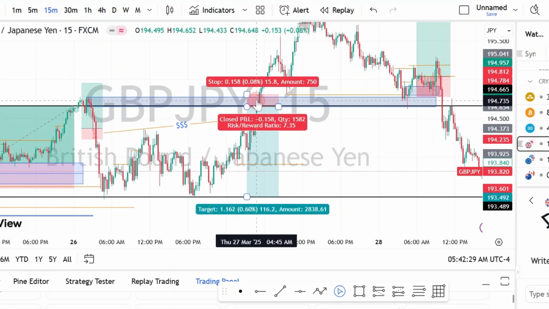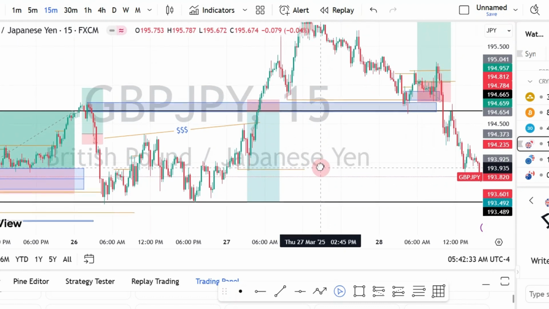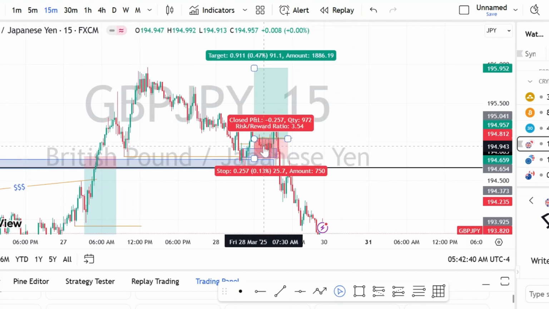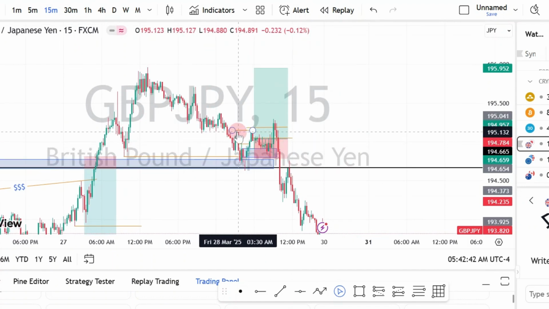So when the price got to this zone, it just hit me out immediately and started going up again. So I just take that as my fate. I took this on Friday, which was yesterday. When I took the trade here, I can see this minor break of structure.